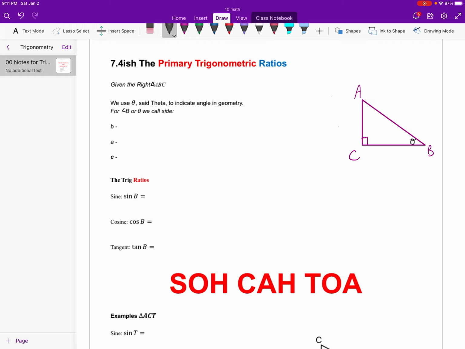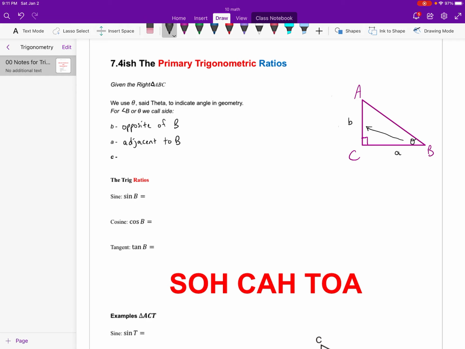We call side B, so B is this side right here, little b, the side opposite of angle B, and we call that side the opposite. And it's the opposite of B because notice that it is across from B. We call side A, so this is right here, side A, little a, and again it's across from the large angle A. And we call that side adjacent to B. Okay, and adjacent means beside.